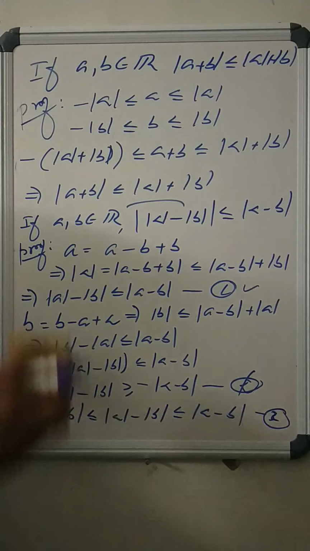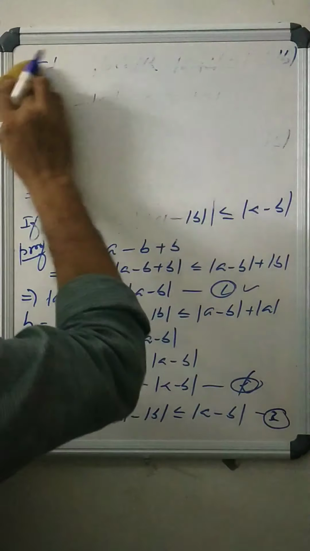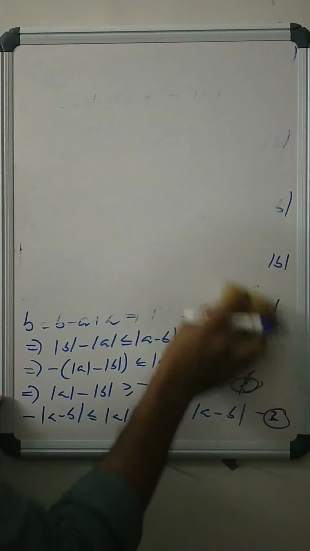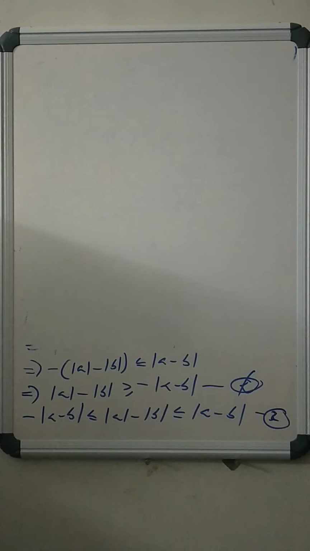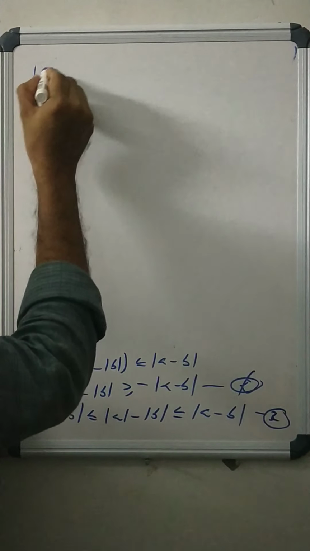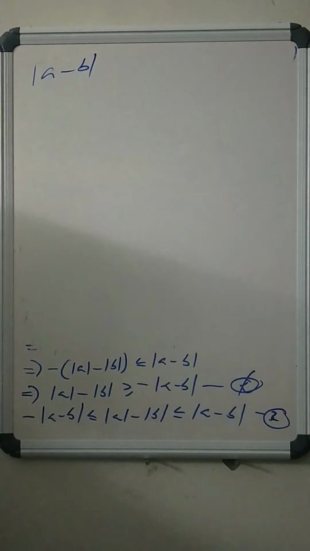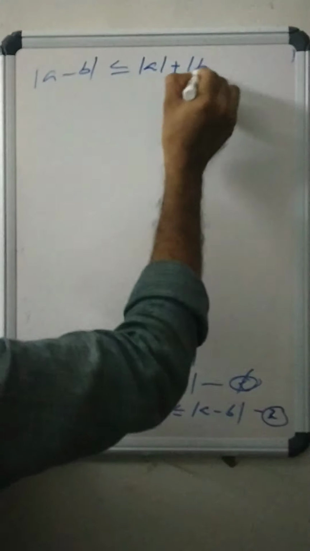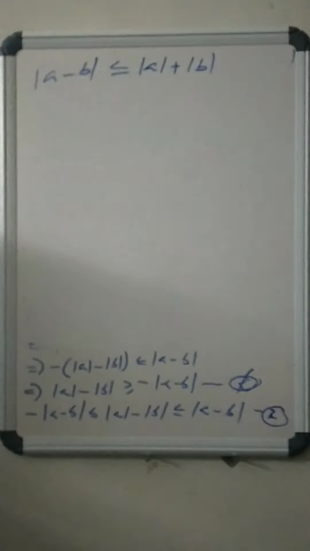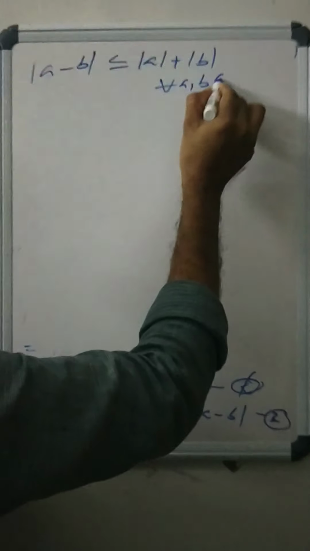Agreed. So now let us discuss, for a and b falling in R, what about the modulus of a minus b and mod a plus mod b? We have modulus of a minus b less than or equal to mod a plus mod b. This is another result, for all a and b real.